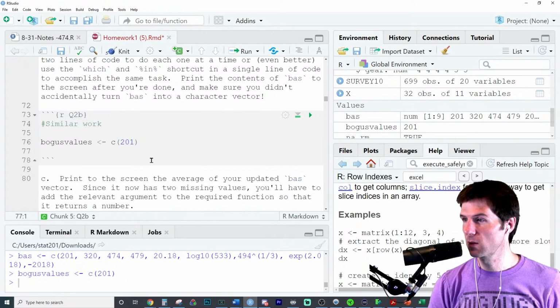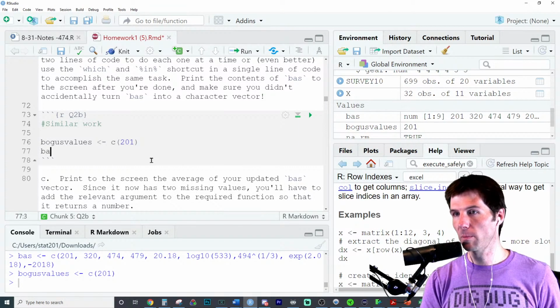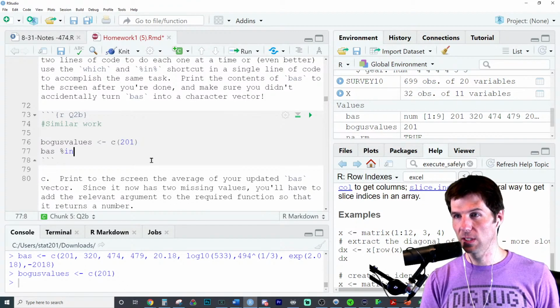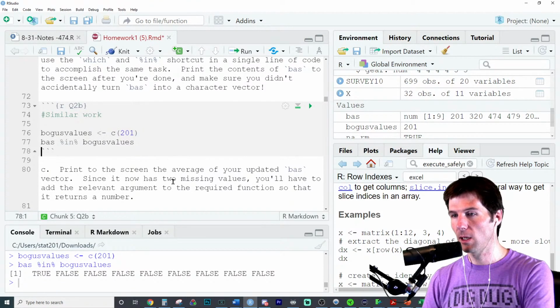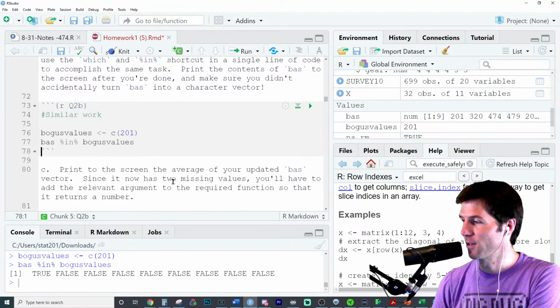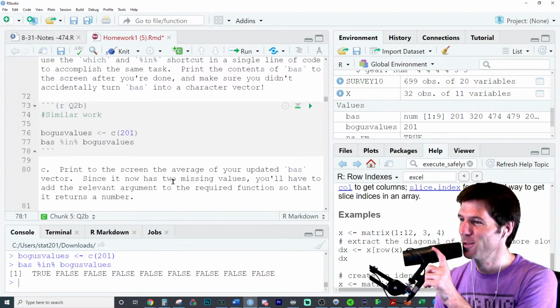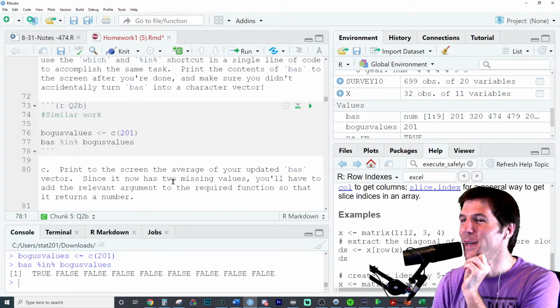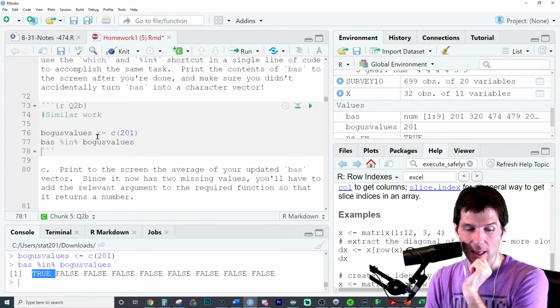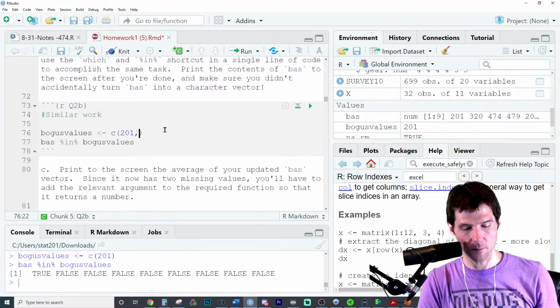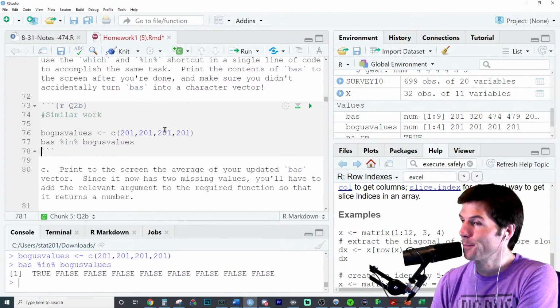And with this, what we can do is take our BAS vector and see if the values are contained in the bogus values. Now, notice where the true is. So what do you notice? Why is this returning true right here? Why is that returning true? Still just returns true. Why is this returning true right here?